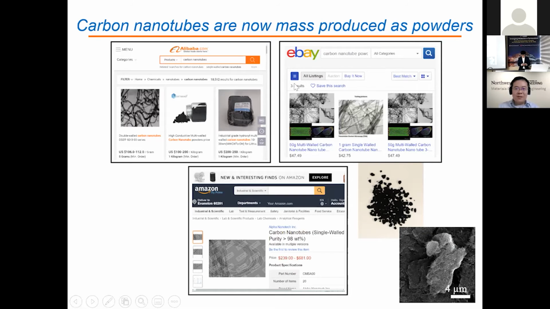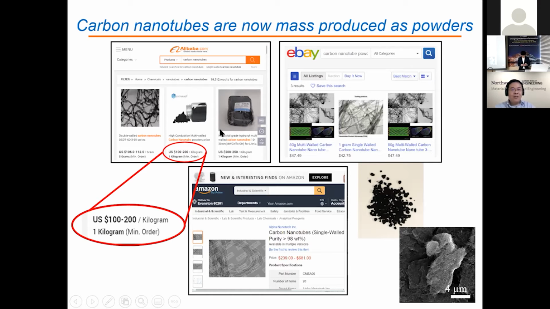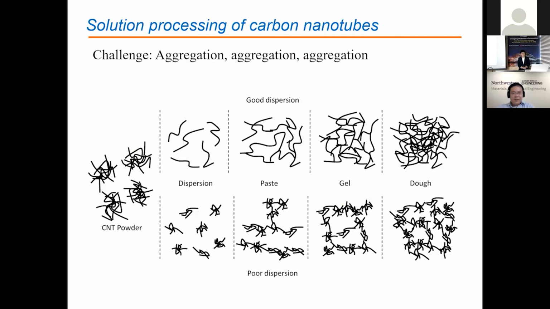So in the US, you can buy it from eBay. On Amazon, they even offer Prime shipping. You can get it the next day. And if you go to Alibaba, you can see some really large scale samples that you can get, for example, the minimum order is 1 kilogram for this type of multi-wall nanotubes. So why haven't we seen this being used very, very widely? Well, the challenge again is it's not easy to use them.